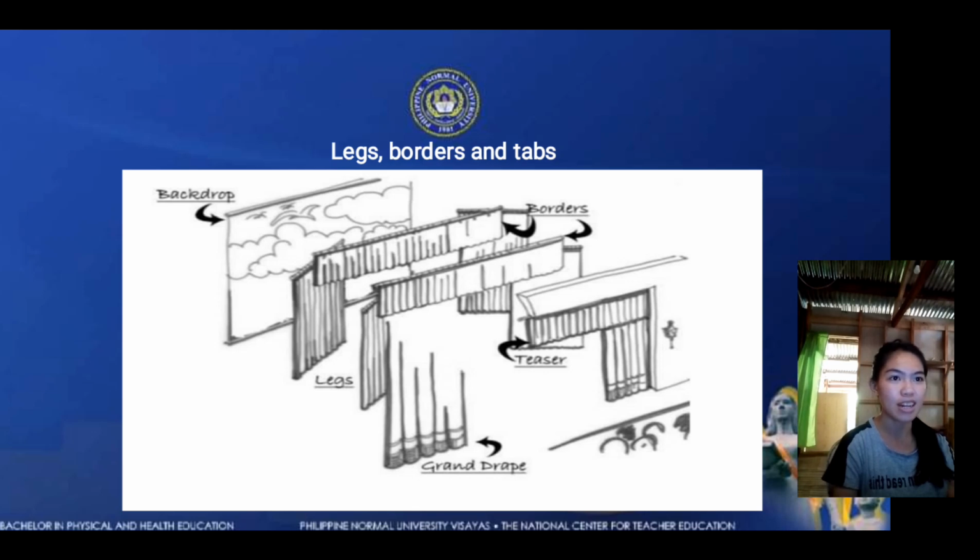So here are the legs, borders, and the tab. At the back is the backdrop. It is not backdraft but backdrop. Next are the borders, on the upper side. The lower side is called the legs. And then we have the grand drape, the legs, and then the teaser.